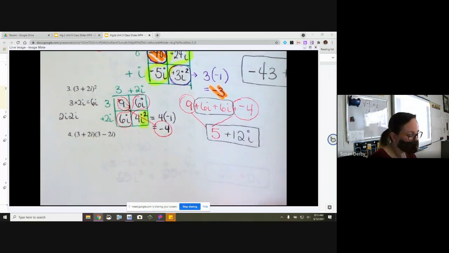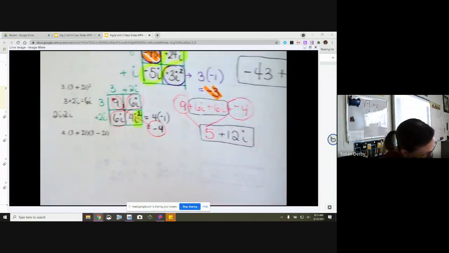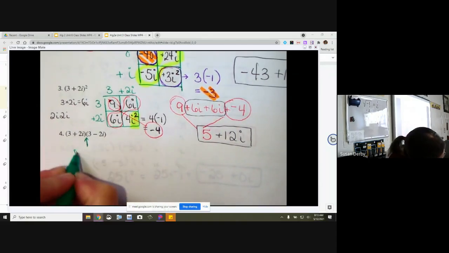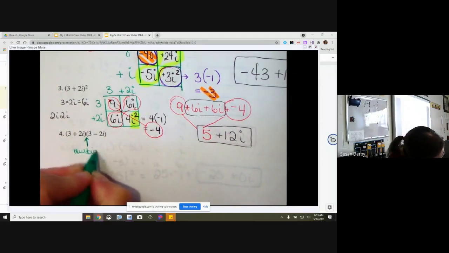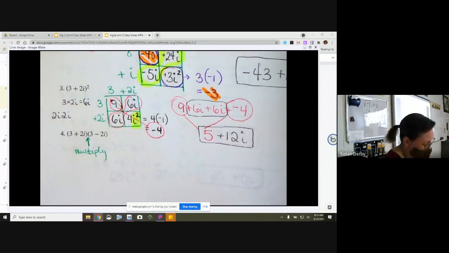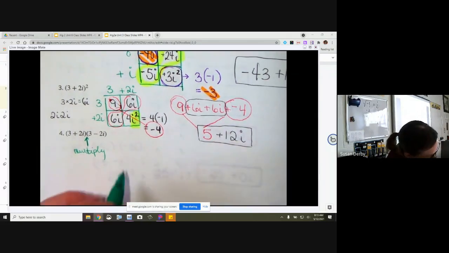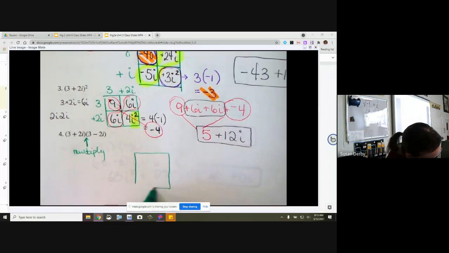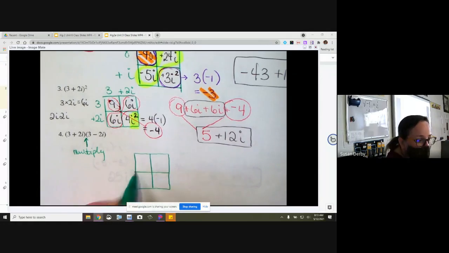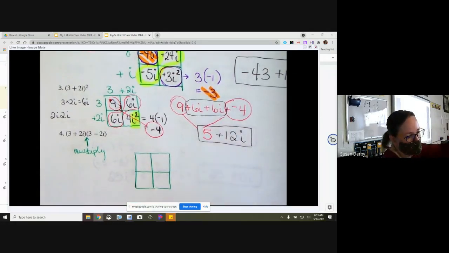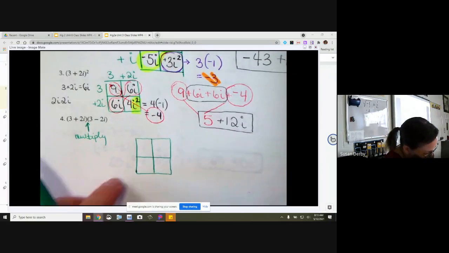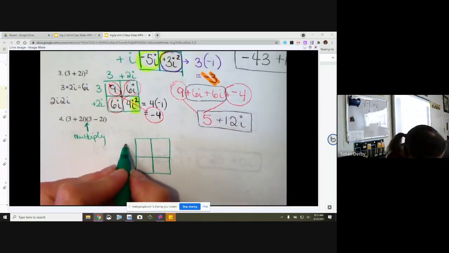I'll ask lots of different students for their input on this. But let's set up our grid. We're multiplying again. I see multiplication. So remember, if there's no sign in between there, we're going to multiply. We've got lots of space for this one, so I'm just going to move it on down here. And it doesn't matter which one we put on the side or which one we put on the top.